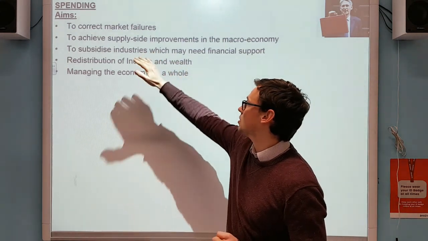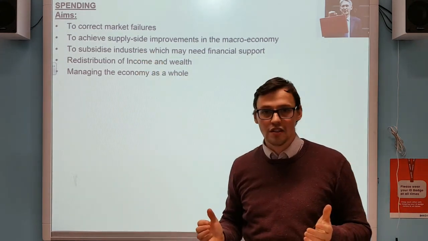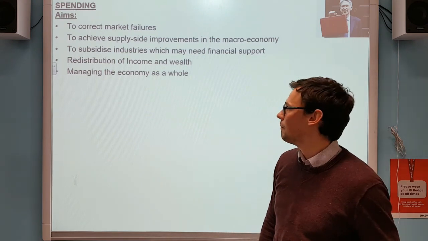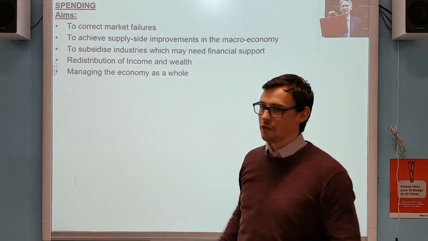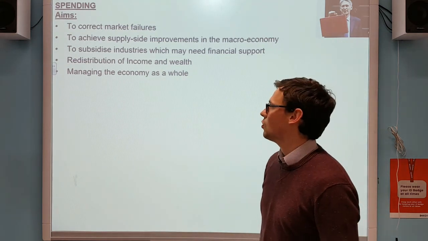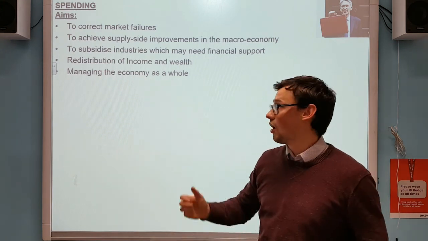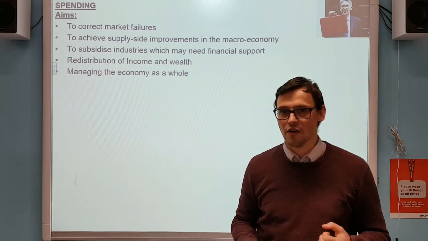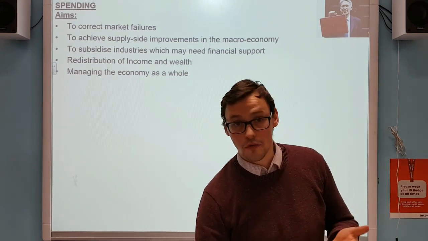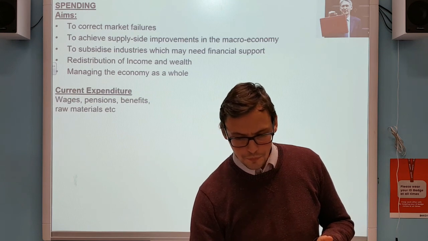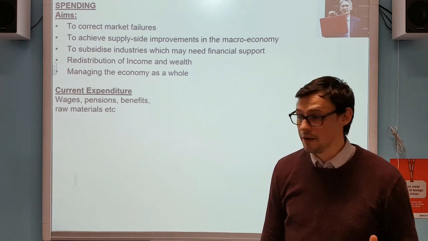We're looking at subsidising failing industries like the banking industry, Northern Rock, or steel production in Port Talbot. The redistribution of income and wealth, so spending a little more in poorer areas rather than richer areas. And we also have managing the economy as a whole again, so managing those diagrams to better achieve macro objectives and improve the overall performance of the economy. So let's look more specifically. First we'll look at current expenditure.